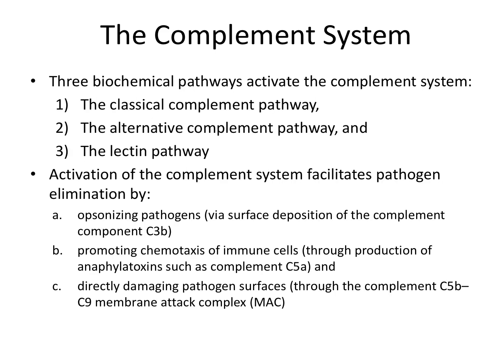The three biochemical pathways that activate the complement system are the classical complement pathway, the alternate complement pathway, and the lectin pathway. We are going to discuss these three pathways one by one. The activation of the complement system facilitates pathogen elimination by, first, opsonizing pathogens via surface deposition of complement component 3, C3b.